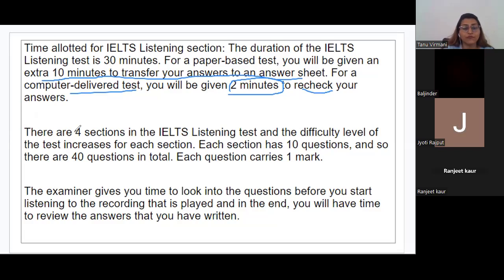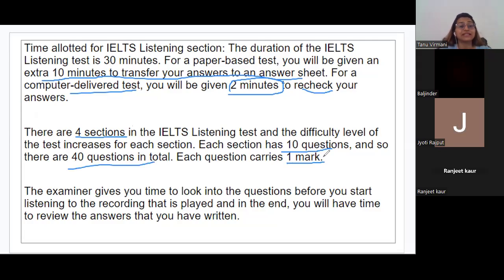There are 4 sections in your test, and the difficulty level increases with each section. Section 1 is easier, section 2 is more difficult, section 3 is more difficult still. So the difficulty level increases from section 1 to 2, then to 3 and 4. Section 4 is the most difficult one. There are 40 questions in total, each section has 10 questions, and each question will carry 1 mark.